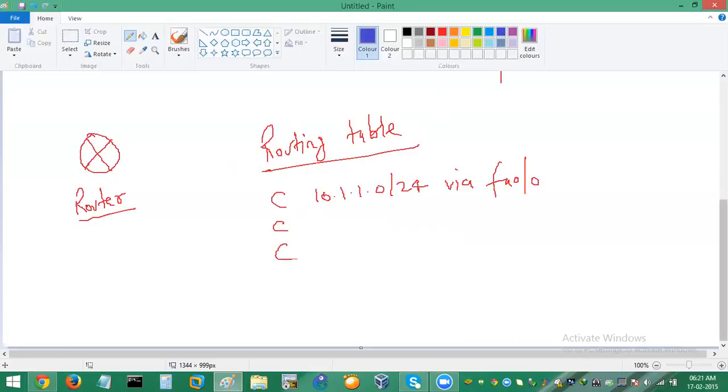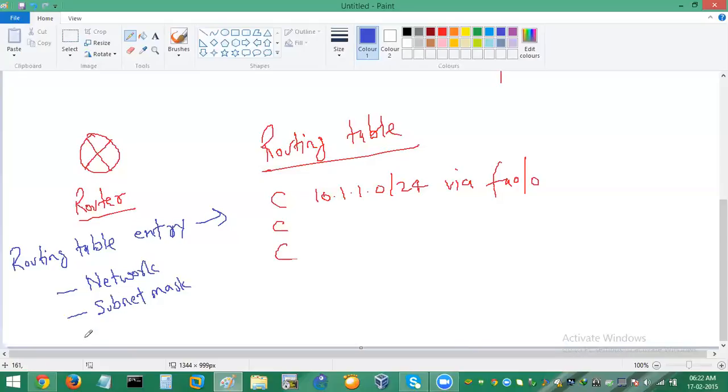Remember one thing, you should note it down: a routing table entry, a route entry in the table, is made up of three things. What are those things? First is your network. Second is your subnet mask. Third is your next hop IP or exit interface.